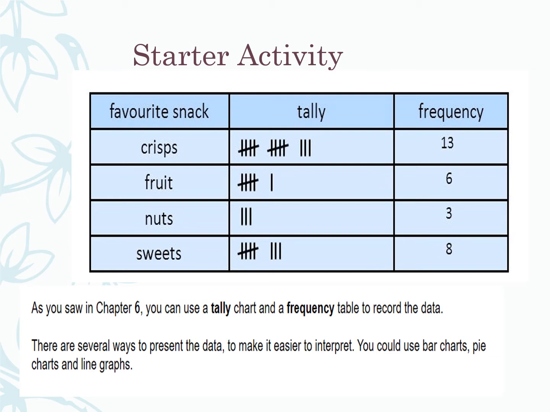So as you saw in chapter 6, you can use a tally chart and a frequency table to record the data. There are several ways to represent the data to make it easier to interpret, and we can also use bar charts, pie charts, and line graphs.